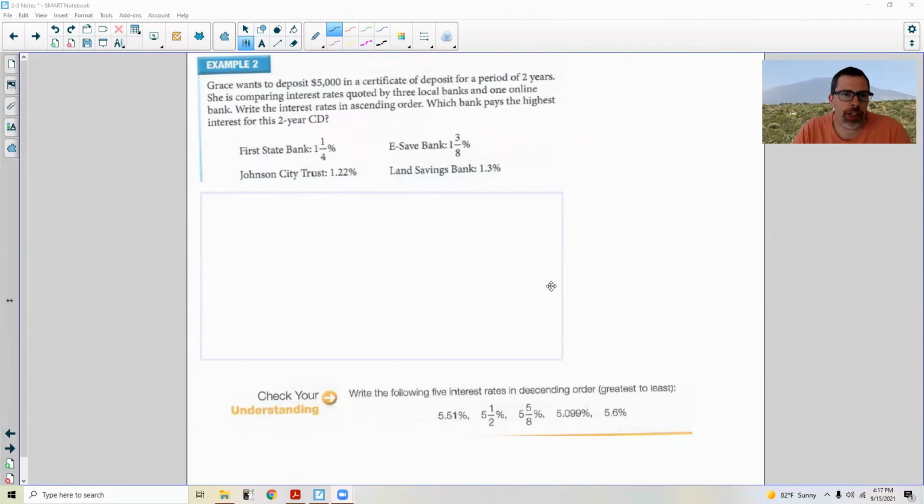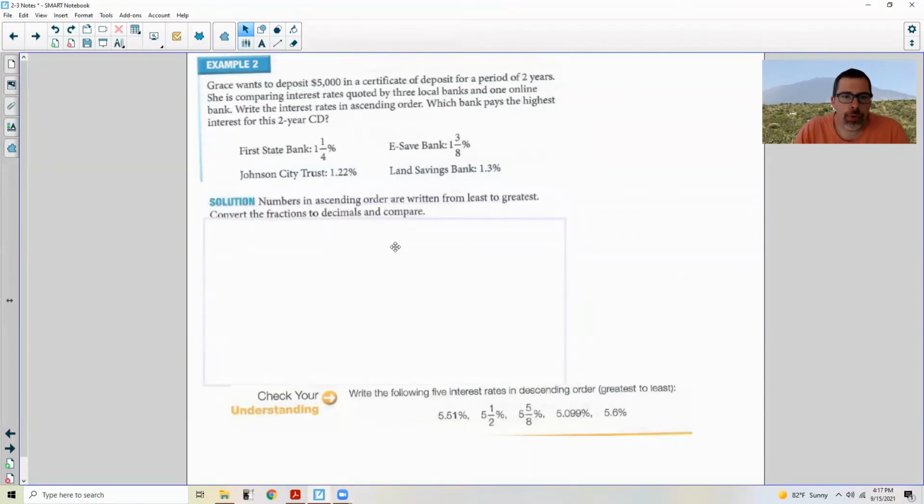Okay, example 2 says Grace wants to deposit $5,000 into a certificate of deposit. That's what CD is, for a period of 2 years. She is comparing interest rates quoted by 3 local banks and 1 online bank. Write the interest rates in ascending order. Which bank pays the highest interest for this 2-year CD? Okay, so, whoops. What you're going to do here is we put the numbers in ascending order, which is least to greatest, and convert the fractions to decimals and then compare.